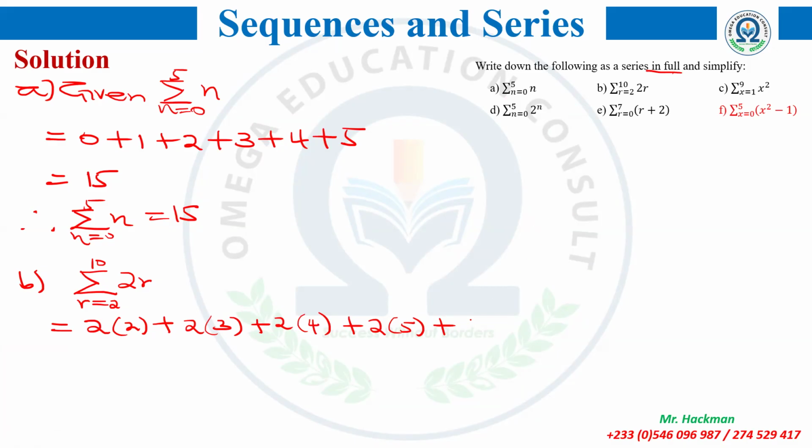Okay, so now we are at 5. Forgive me, so let's go. It will be 2 into 6, which will be our next term, then plus the next term will be 2 into 7, plus 2 into 8, plus 2 into 9, then plus 2 into 10. Is my point well made?